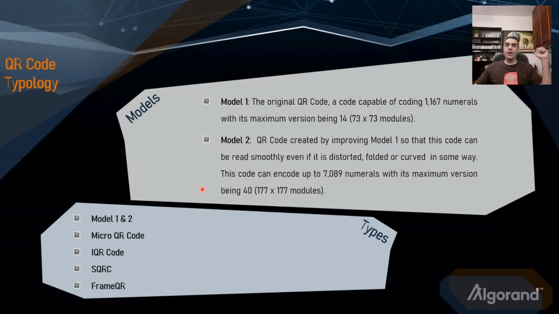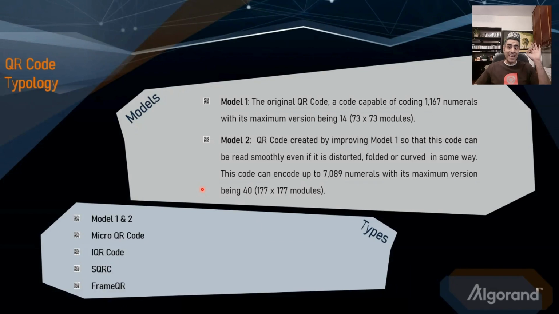Speaking of Model 1 and 2, Model 1 actually was the initial idea. The original creation of the QR code was Model 1. Masahiro Hara and his colleague created it. So we can consider it a draft or a prototype, because it contained a limited amount of information and no error correction mechanisms.